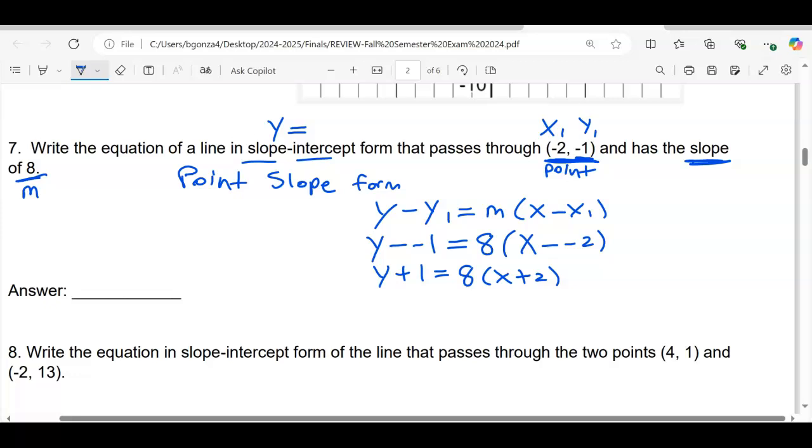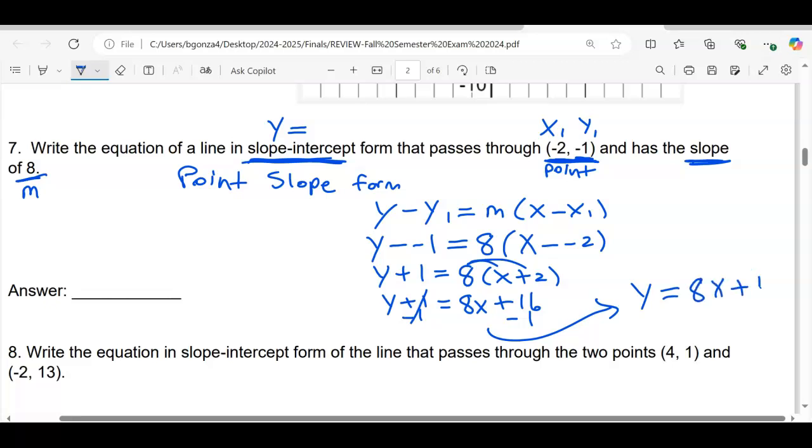And if I'm solving for y to get slope-intercept form, first I'm going to distribute this slope 8 into the parentheses. So y plus 1, 8 times x is 8x, and then 8 times 2 is 16, so plus 16. And then last step to get rid of this plus 1, minus 1, minus 1, we get y equals 8x plus 16 minus 1 is 15. That's it. You've got to start with point-slope because they give you a point and a slope, but you've got to end up with y equals for slope-intercept form.